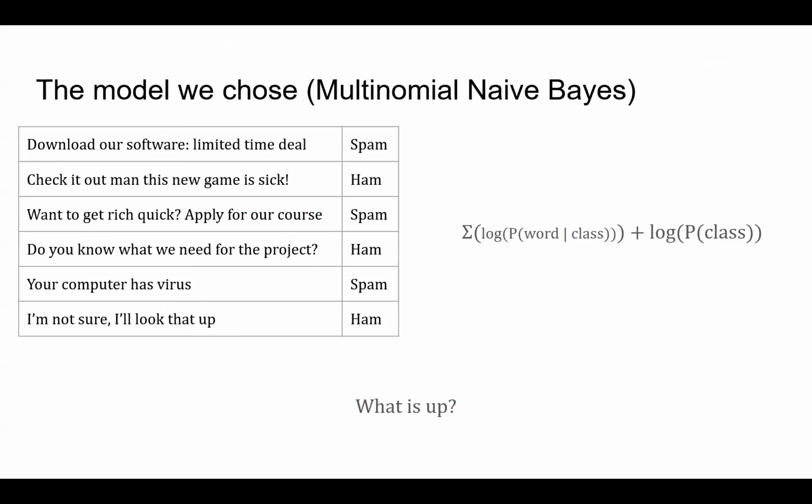Moving on. So once again, the model that we chose is the multinomial naive Bayes model. This model has the one distinct advantage of being dead simple to understand and implement. You'll see that in the code later. The basic equation is over there on the right side.